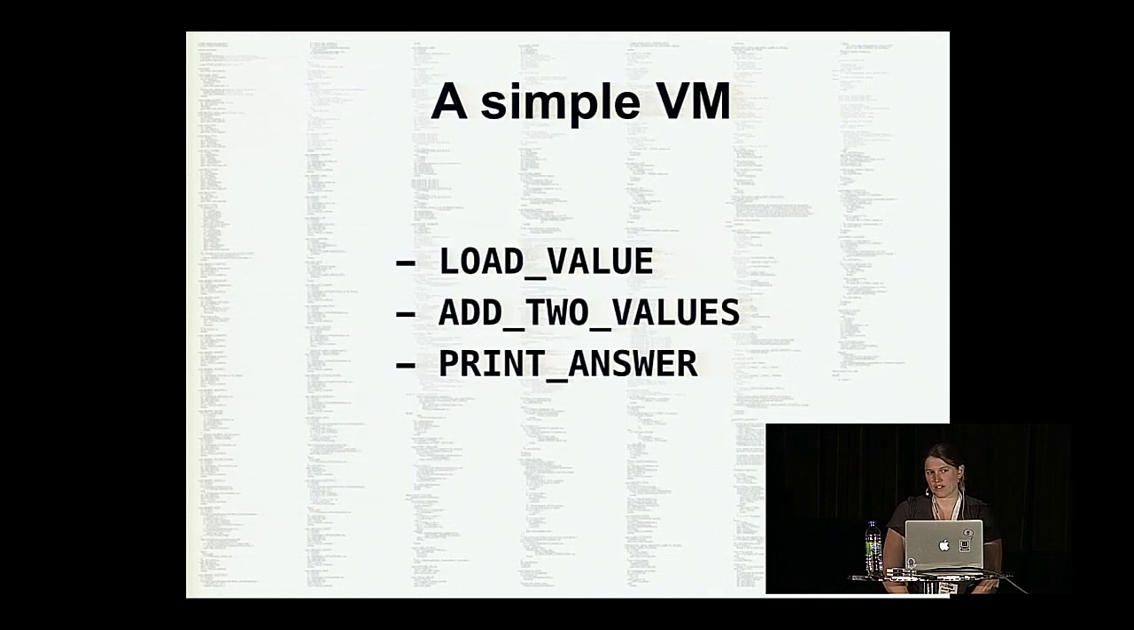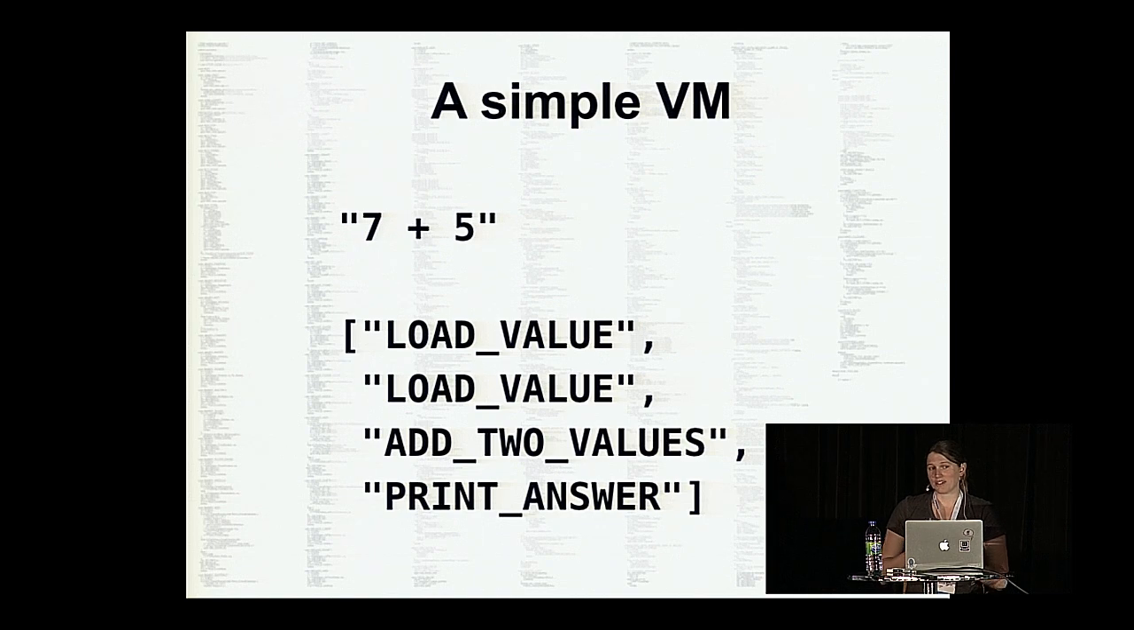So to make this concrete, let's start with a very minimal interpreter. This interpreter understands just 3 instructions. Here they are: load a value, add 2 values, and print the answer. All the code it can execute consists of these 3 instructions in different combinations.